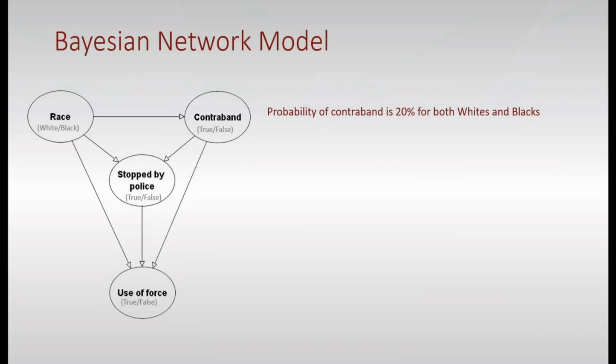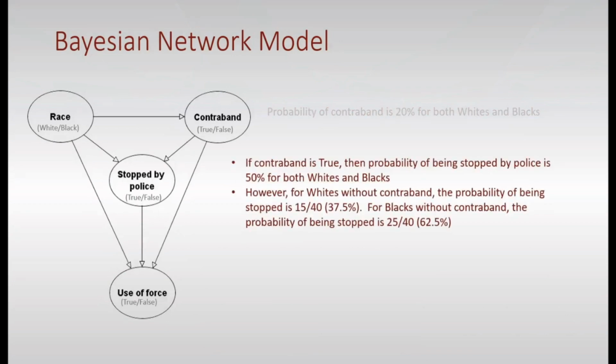And what we did in the model, according to the paper that Laura had put together, was we assumed the probability of contraband is 20% for both whites and blacks. No difference. And then we said that if the contraband is true, the probability of being stopped by police is 50%. It's the same. But then here we added some bias on the next bullet. However, for whites without contraband, the probability of being stopped is 15 in 40, about 37.5%. And then for blacks without contraband, the probability of being stopped is 25 in 40, which is like 62%. So here we added some bias based on the stops.